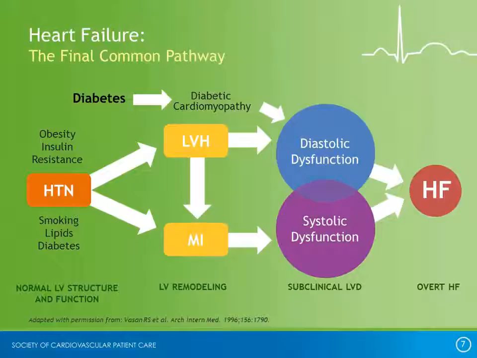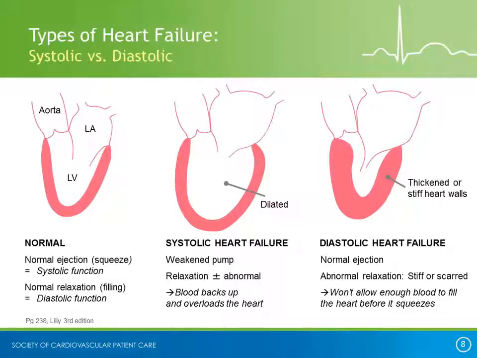The final common pathway is again an injury to the muscle because of either diabetes, a different type of cardiomyopathy, hypertension, or even some manageable or modifiable actions such as smoking or high lipids. Again, this remodeling can be caused by MI. This can lead to hypertrophic rigidity or scarring in the tissue, lead to a diabetic or dilated cardiomyopathy. But in the end, diastolic dysfunction or systolic dysfunction will occur, and it can be both at the same time. And these both lead to overt heart failure.